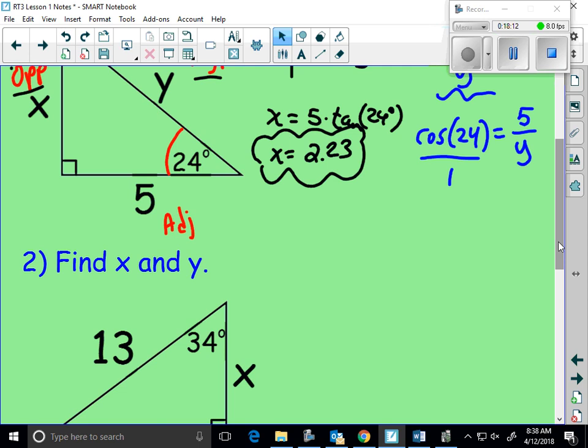Cosine. So what would be like sine? Opposite over hypotenuse. Cosine is adjacent over hypotenuse. So we're using the adjacent and hypotenuse here to solve for y. So when I cross multiply, I get y times the cosine of 24 equals 5. You good? Okay, now what do I do to solve for y?